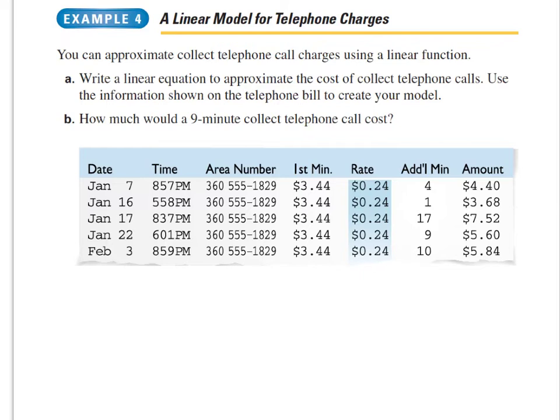So if we think about what the cost would be for the bill, the cost would be, well, that initial value of $3.44, that becomes the y-intercept. So even if you don't even talk, or when you first start talking, you get charged that $3.44 even before a minute has elapsed. And then you're going to get a charge of 24 cents for every additional minute. I'll use M for minute.